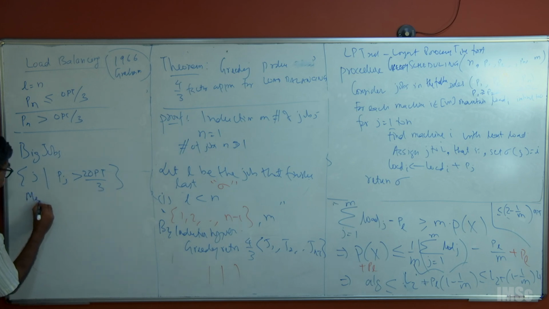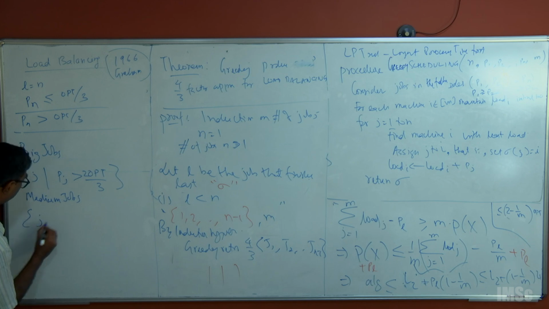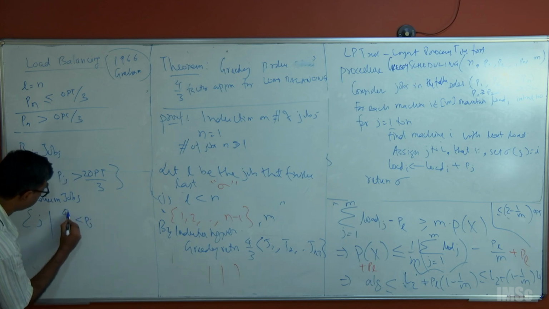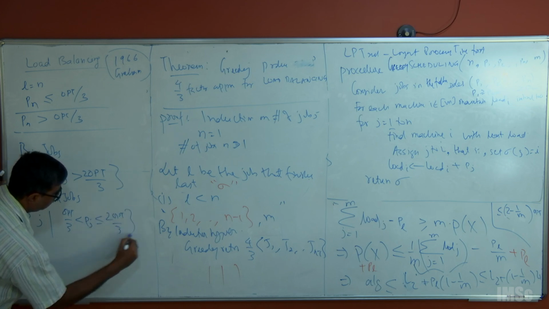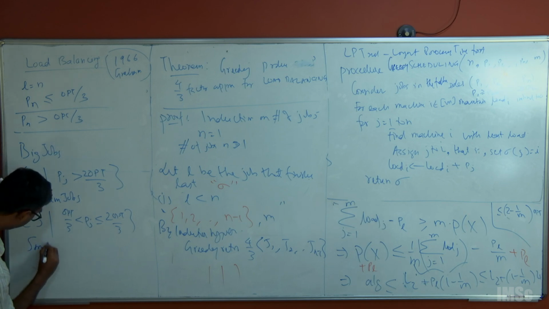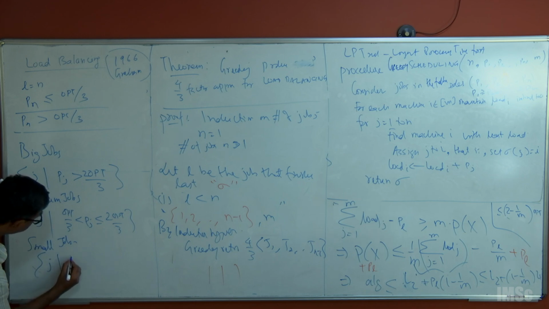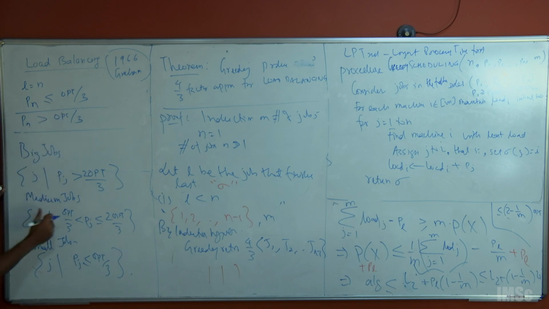Then I have a notion of medium jobs. Those are jobs where Pj is strictly greater than opt by 3 but less than or equal to 2 times opt by 3. So these are medium jobs. Right? Okay. And what are small jobs? The remaining ones, J such that Pj is less than or equal to opt by 3. Is that fine? So this is how I have divided my jobs.